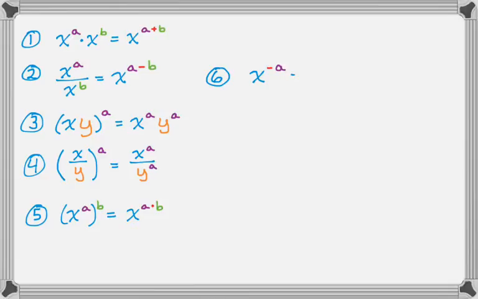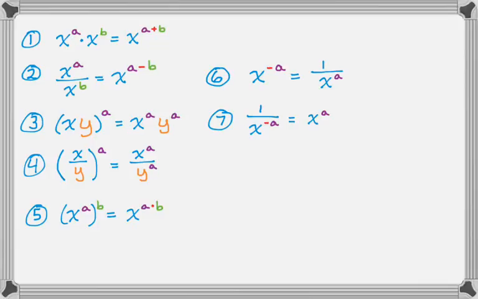A sixth rule is that x to the negative a is actually equivalent to 1 over x to the a. I always just remember if it has a negative exponent, it kind of wants to be in a different part of the fraction. So if it's in the numerator with a negative exponent, it wants to be in the denominator with a positive exponent. And similarly, if it's in the denominator with a negative exponent, it really wants to be in the numerator with a positive exponent. So 1 over x to the negative a is the same as x to the a.